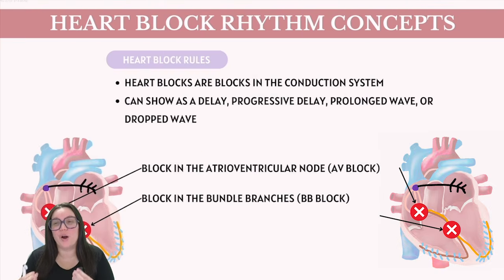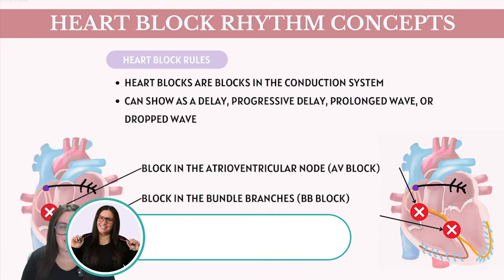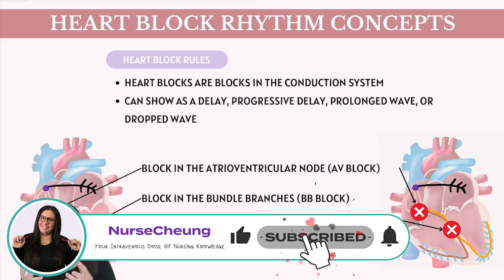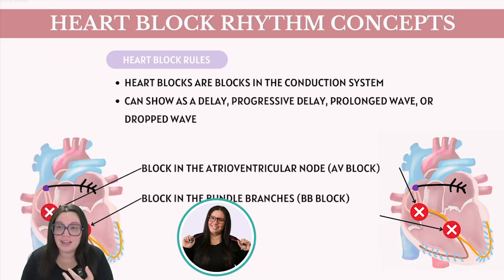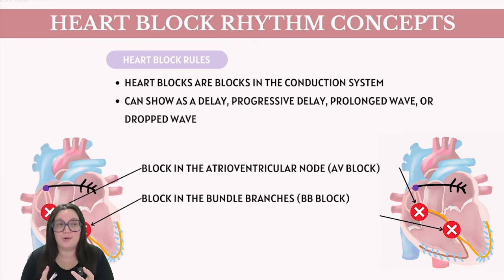So we're going to begin with heart block rhythm concepts. What specifically do we need to know about these? Well, the big thing is that heart blocks are blocks in the conduction system. They either can be a delayed block, a progressive delay, a prolonged wave, or they can even have a drop wave.